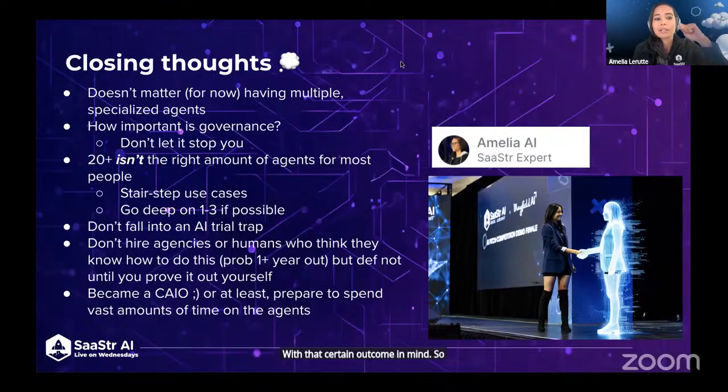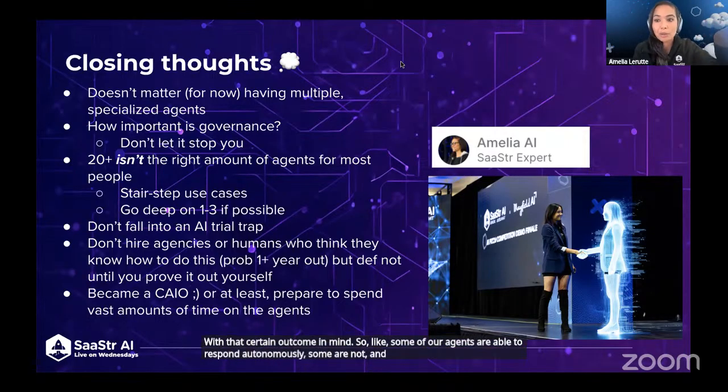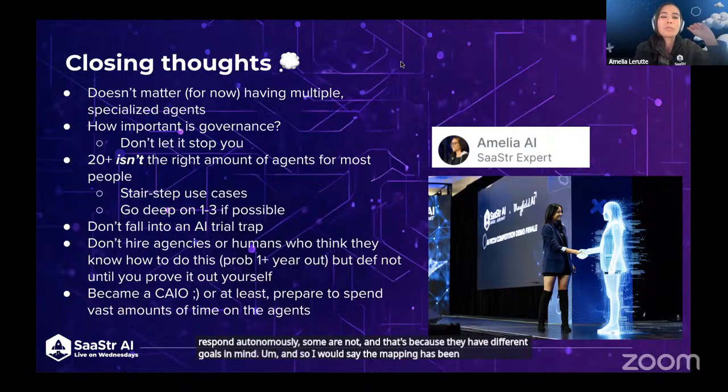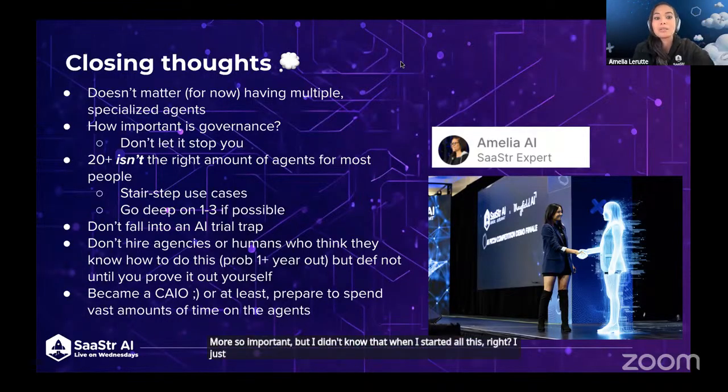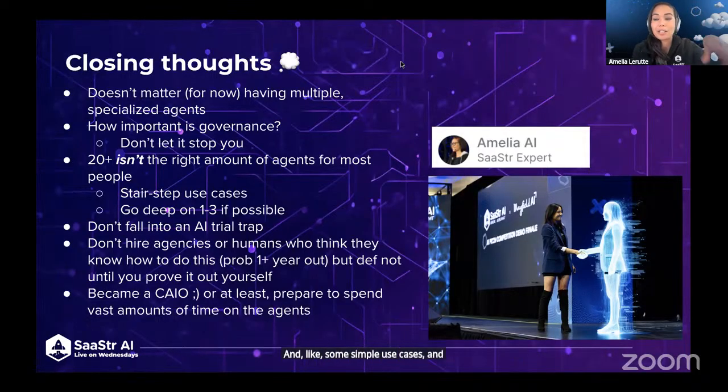So some of our agents are able to respond autonomously, some are not. And that's because they have different goals in mind. So I would say the mapping has been important, but I didn't know that when I started all this, right? I just started with 1 use case, some simple use cases, and then started layering on. So it's not like I had our whole go to market in AI mapped out 6 months ago, right? We stair stepped a lot of this.